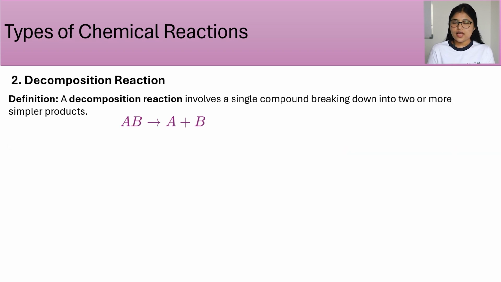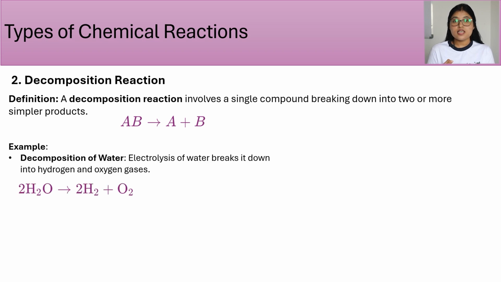The second type of reaction is a decomposition reaction. A decomposition reaction involves a single compound breaking down into two or more compounds. This is exactly opposite to the combination reaction that we just learned. Over there, A plus B became AB. Here, AB will become A plus B.